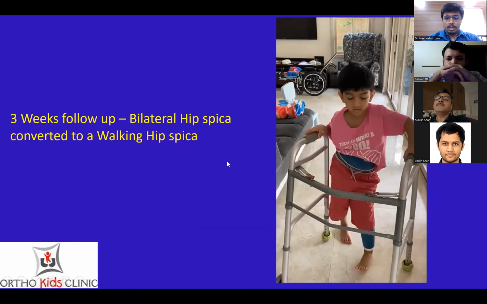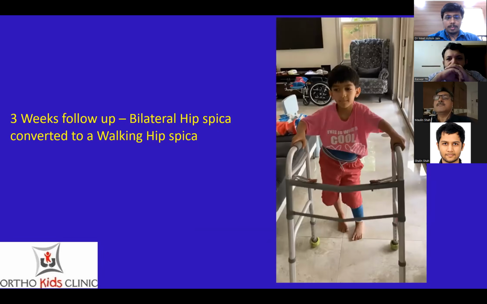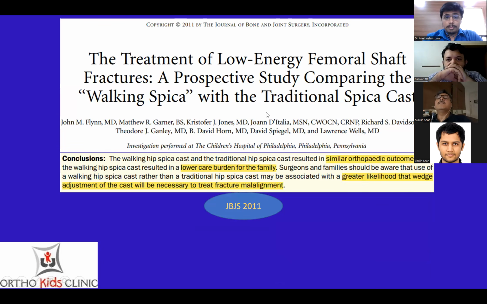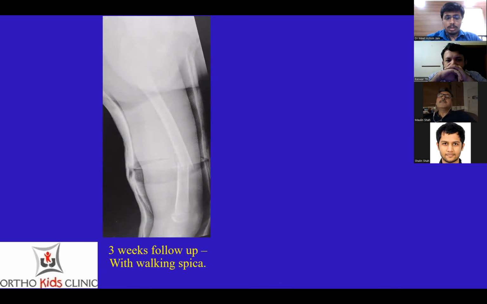As we can see, the patient ambulates with the spica, and this was a paper published in JBJS 2011 by John Flynn. It suggested that the orthopedic outcomes of the walking hip spica resulted in a lower care burden for the family. However, there was always the risk that wedging adjustment of the cast might be necessary due to fracture malalignment. This was a 3 weeks follow-up with the walking spica.